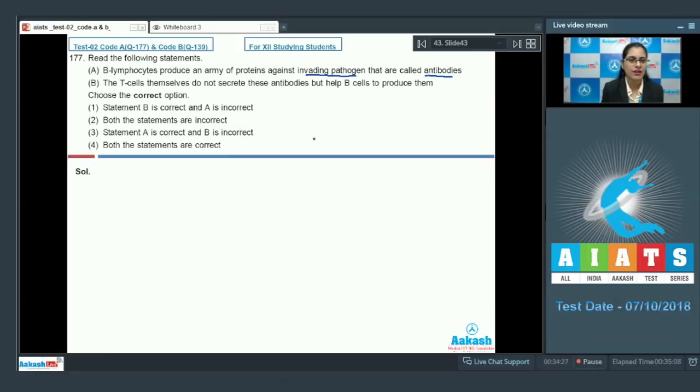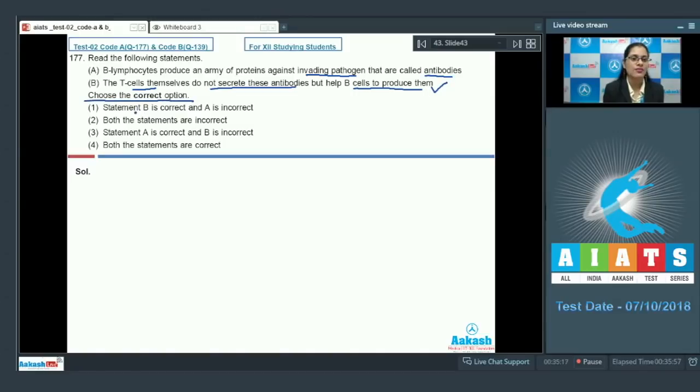The next statement given is the T cells themselves do not secrete these antibodies but help B cells to produce them, and this is also a true statement because in our body it is only these B cells which can produce antibodies, and these T lymphocytes facilitate B lymphocytes to produce these antibodies. So both the statements are correct. Now choose the correct option.